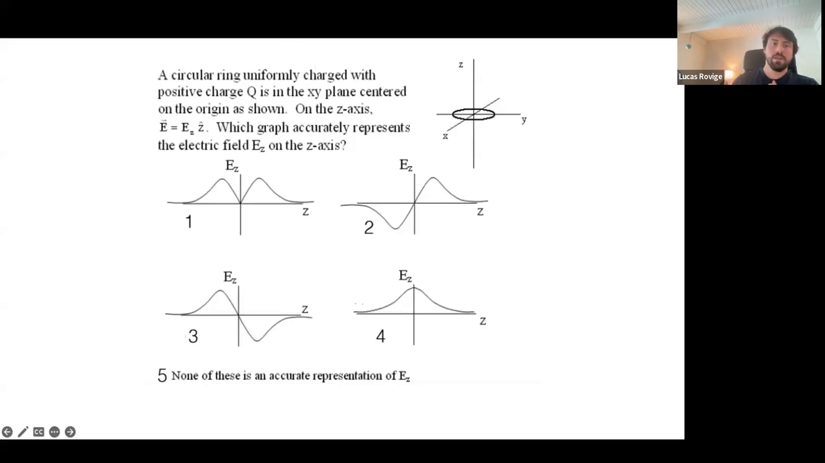Okay, so if we have a circular ring of uniform charge, as we just look at the contribution on the XY axis here, and we look at the electric field along Z, which graph would accurately represent this situation?